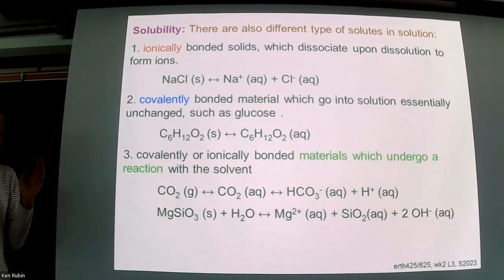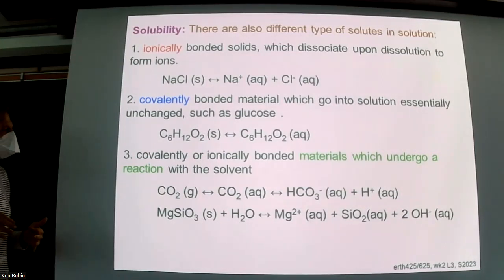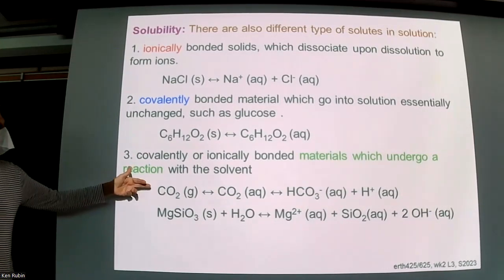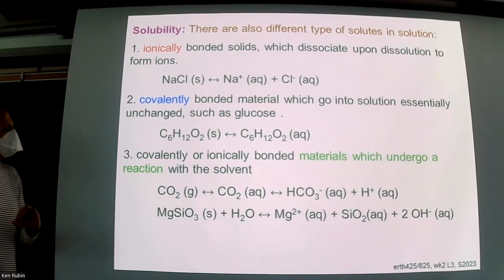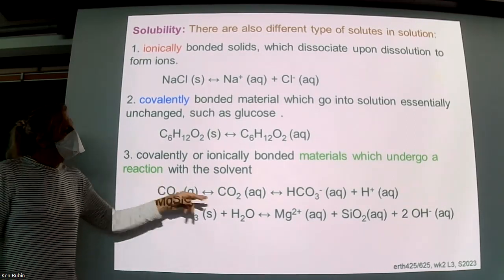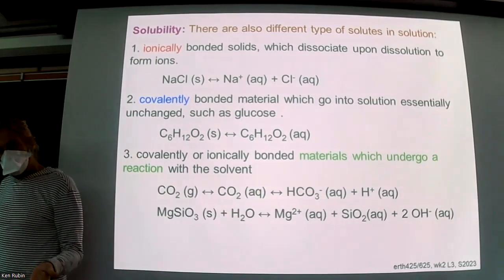So if we want to say how much carbon dioxide is dissolved in our water, we have to think about what the chemical reaction is, how it depends on pH, and reconstruct that from the chemical products of the reaction.